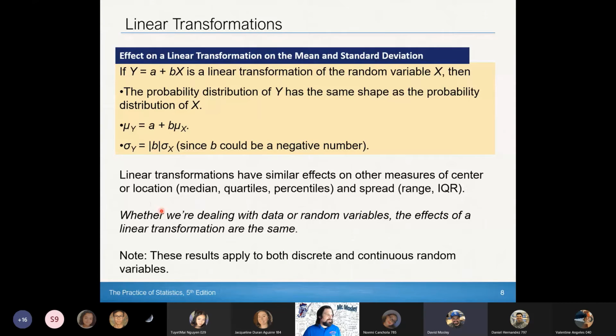Whether we're dealing with data or random variables, the effects of a linear transformation are the same. So you don't have to remember different rules for a data set or random variables. They follow the same rules when it comes to linear transformations. Note, these results apply to both discrete and continuous random variables. So again, it's one set of rules, which is kind of nice.